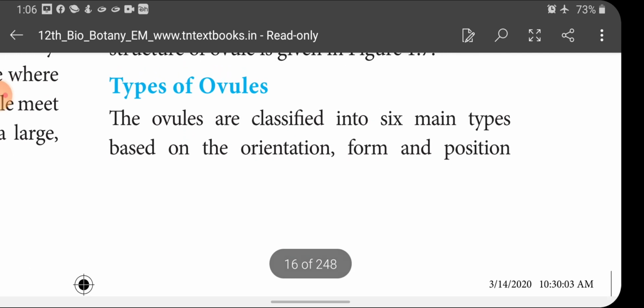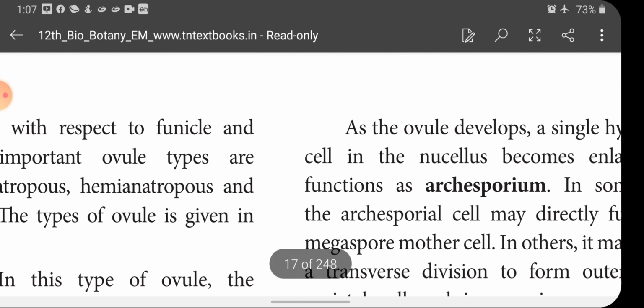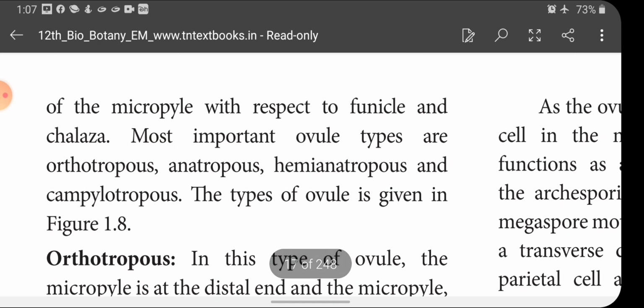Okay, next one is types of ovules. The ovules are classified into 6 main types based on the orientation, form and position of micropyle with respect to the funicle and chalaza. Most important ovule types are orthotropous, anatropous, hemianatropous and campylotropous. These are the most important types of ovule.